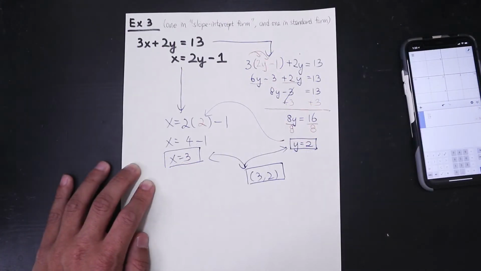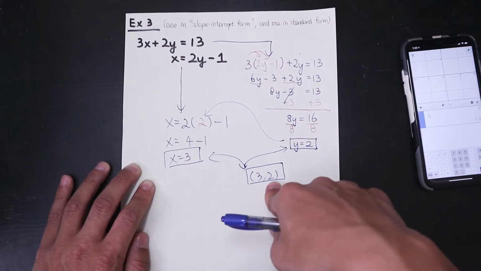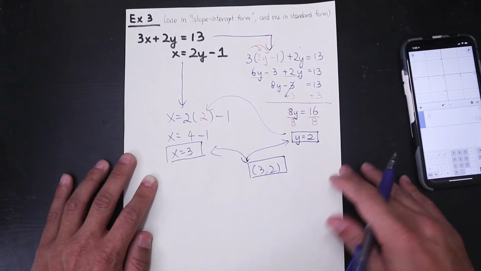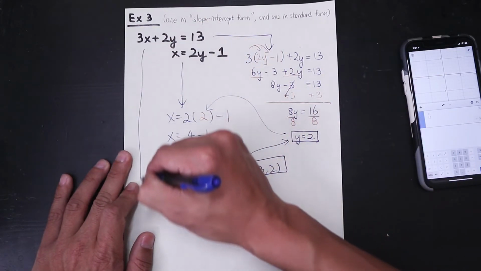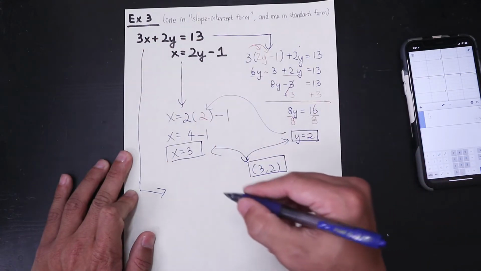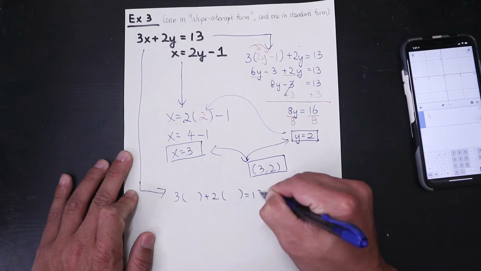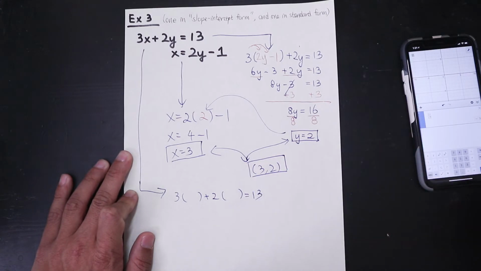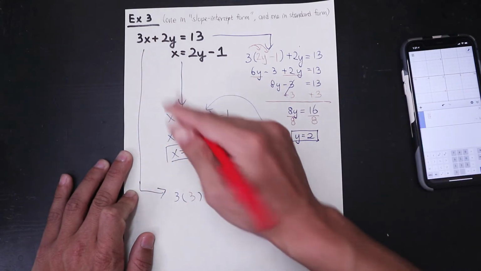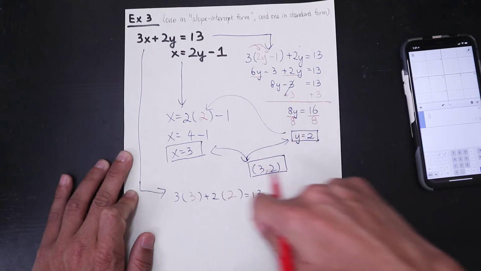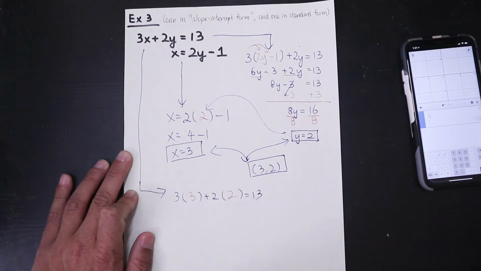And on the quiz or test, to make sure that this is the correct answer, take an extra 30 seconds. I want you to plug it in, right? Back to the other equation. You have 3 times something plus 2 times something. Does it really give you 13? Well, you found x as 3. You found y as 2. You want to plug it in to see if the left side is equal to the right side.